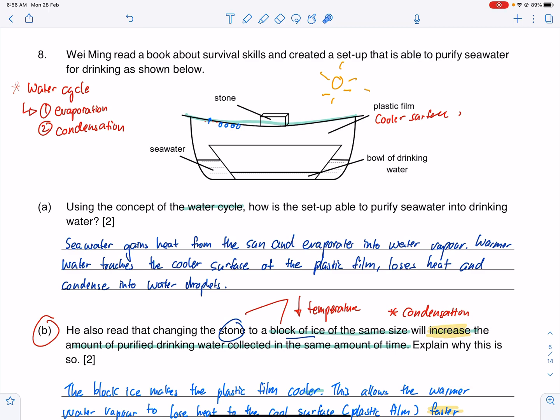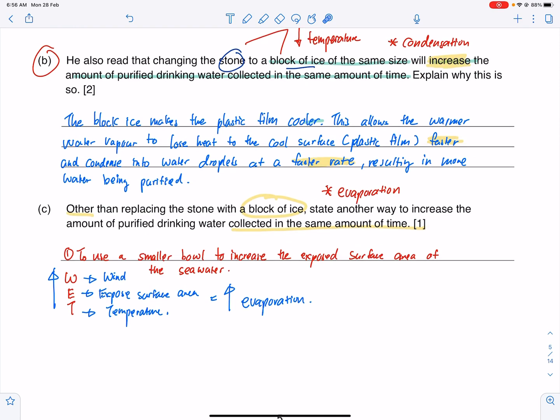So this is not very likely. You're talking about a heat source. You could put an additional heat source at the bottom, right? But it would be quite difficult when you're in survival mode, because in order for that to happen, you would have to first find a container that is heat proof and you're able to put the whole setup under the fire. So the most plausible answer in this case would actually be just to use a smaller bowl to increase the surface area. Alright? Though theoretically, any one of the answers related to the 3 factors would have gained you the marks.